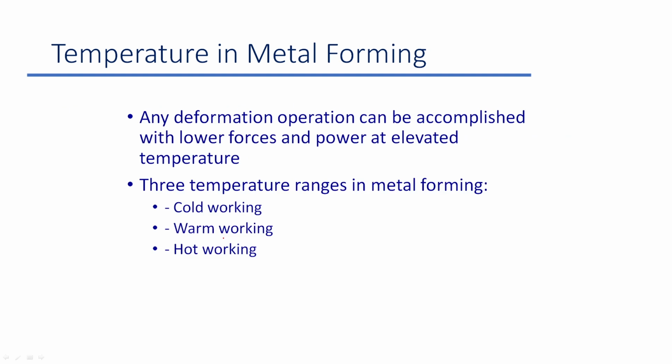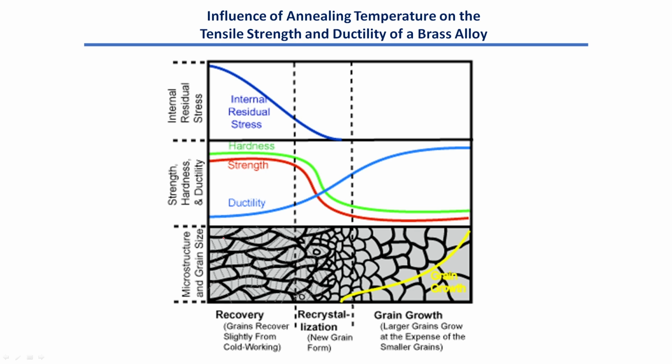That's why, based on temperatures, we can have different metal forming operations, whether it be cold forming, cold working, warm working and hot working. How do you differentiate that? How do you define each of these processes? Let us see that. This chart is very important, this picture. I know what happens when I start deforming material as a function of temperature.